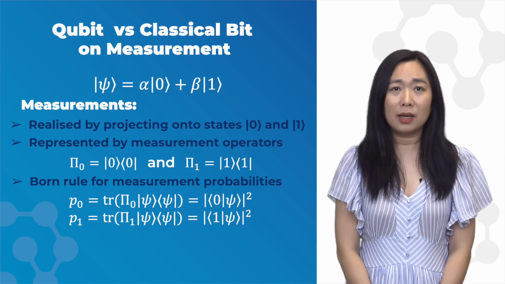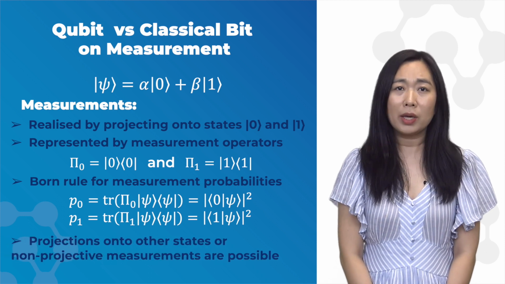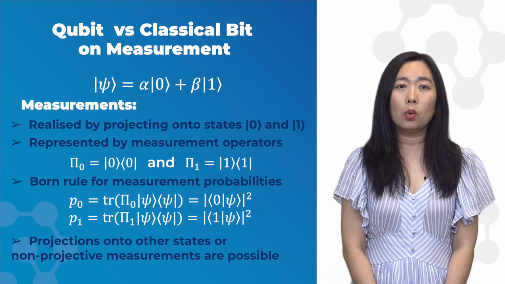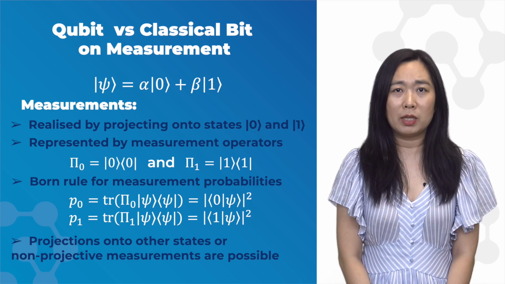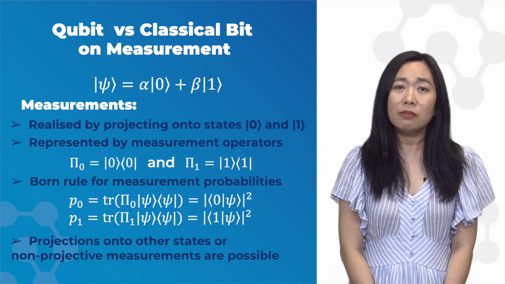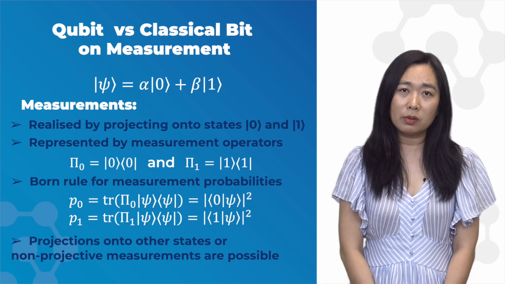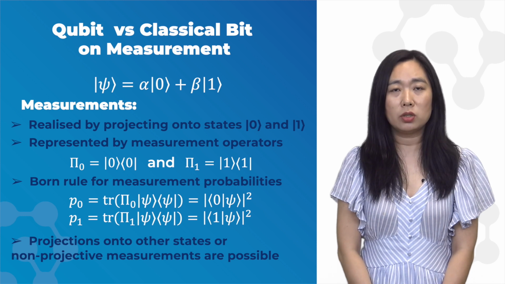Other than measurement in the computational basis, we can also do projective measurements in any other basis, or even non-projective measurement. This provides us tools to distinguish by measurement the quantum coherence from classical mixtures.